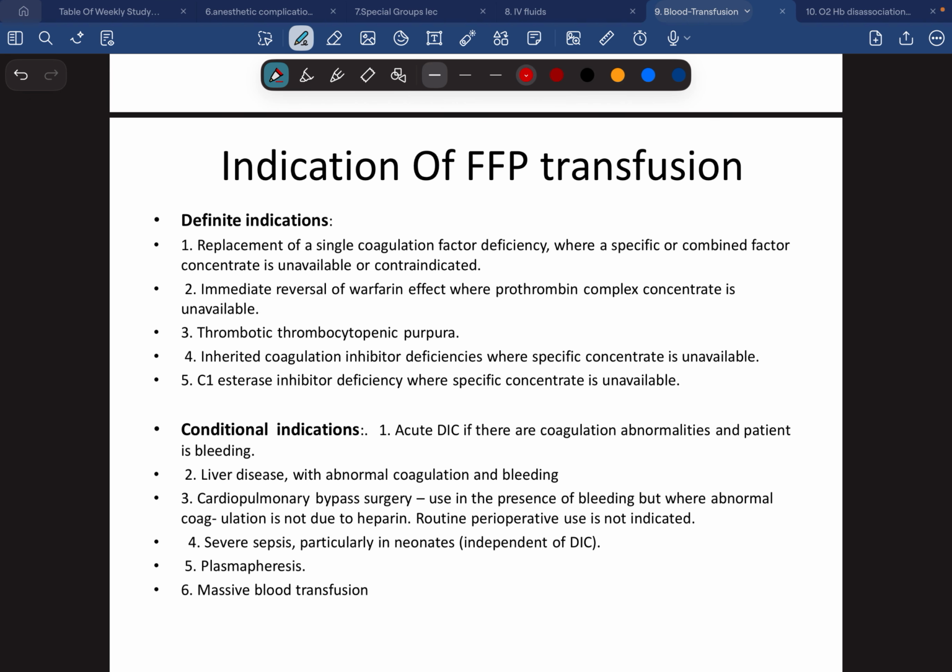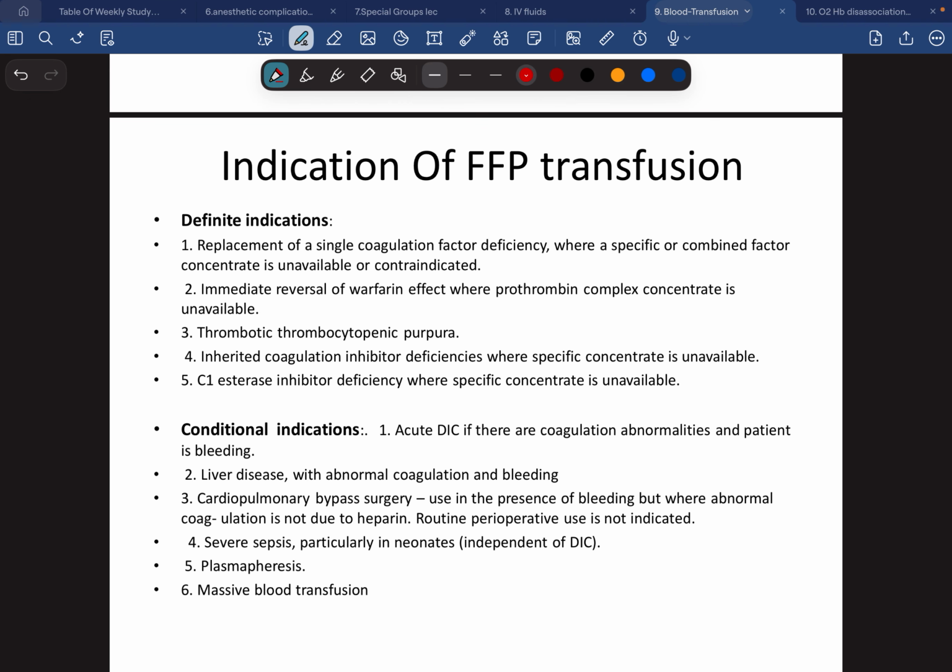Immediate reversal of warfarin effect, where prothrombin complex concentrate is unavailable. So our first go with warfarin toxicity is prothrombin complex. If it's not available, we would give FFP. Mind that we can't give too much volume to some patients. We can't overload them, so you have to balance at this point. TTP, inherited coagulation inhibitor deficiencies, and C1 esterase deficiencies.